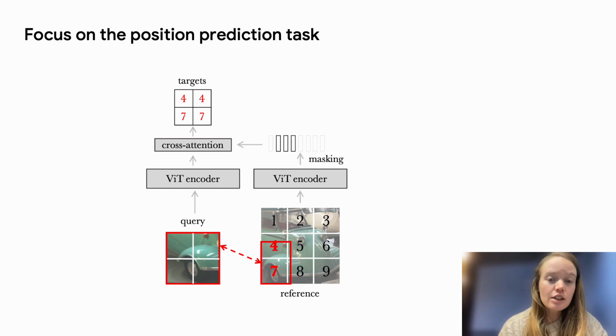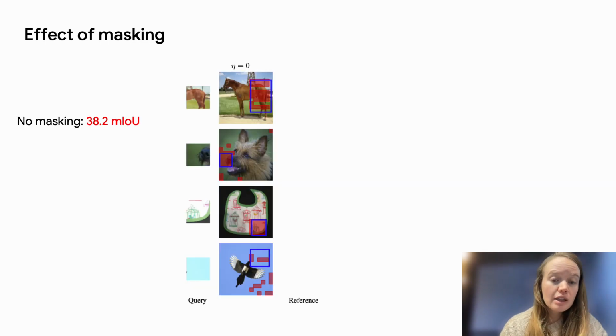So what we did is to mask some patches in the reference view that the query can attend to. So it means that the query has only a limited access to the reference view in order to locate itself. So let's look at the effect of this masking.